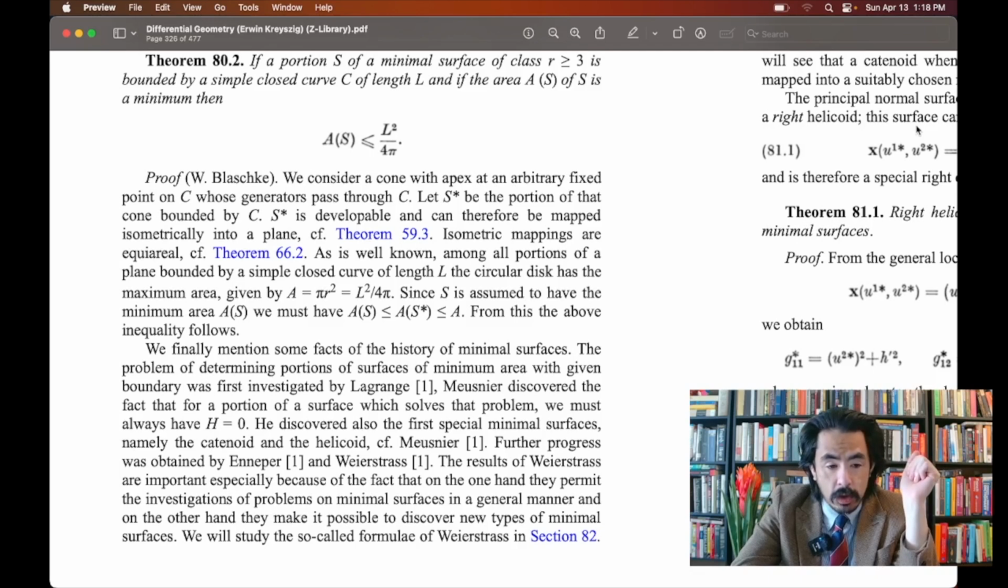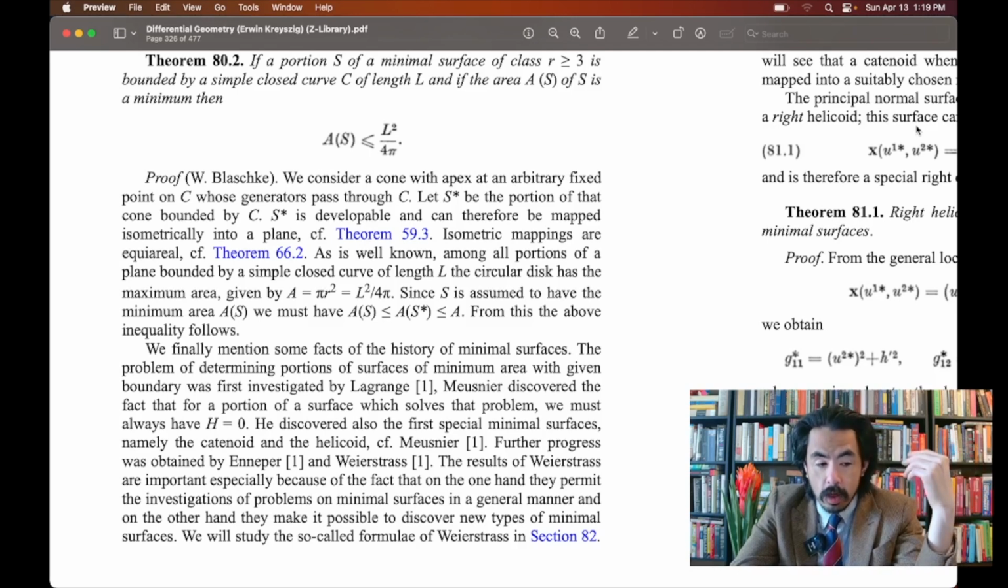As is well known, among all portions of a plane bounded by a simple closed curve of length L, the circular disk has the maximum area, given by A equals pi r squared, which equals L squared over 4 pi. Since S is assumed to have the minimum area, A of S, we must have that A of S is less than or equal to A of S star, which is less than or equal to A. From this, the above inequality follows.